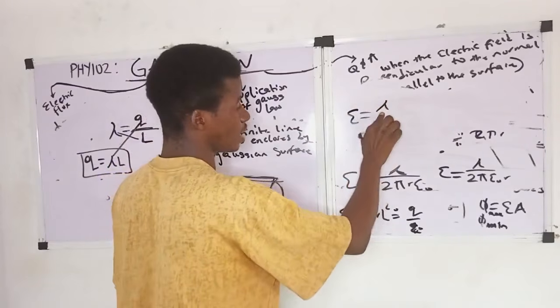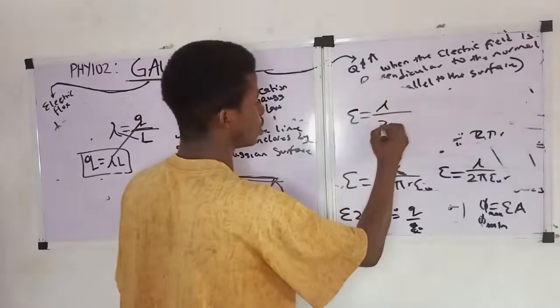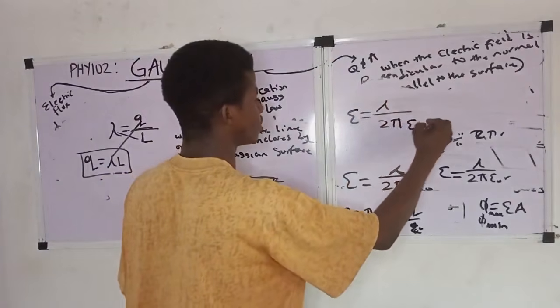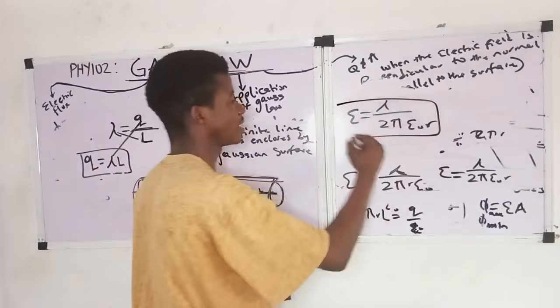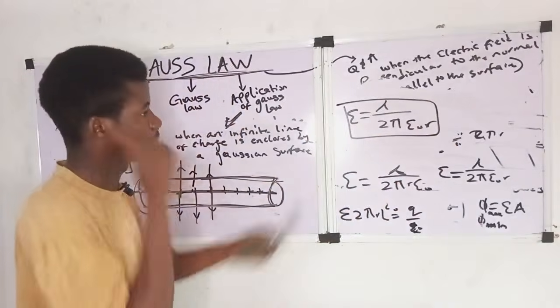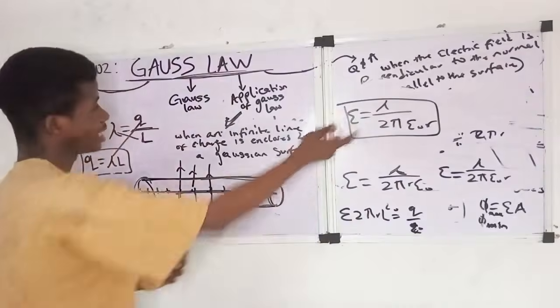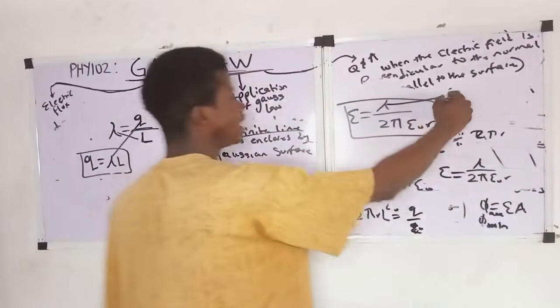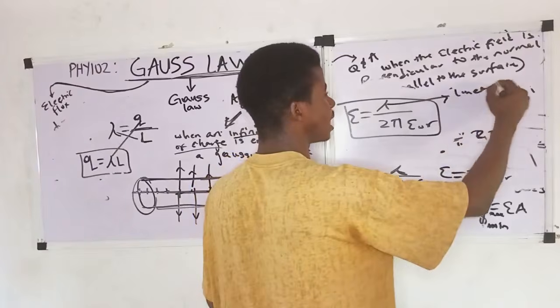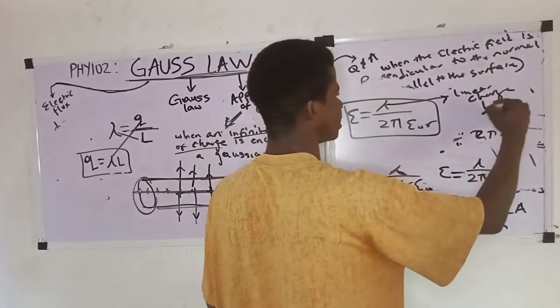Is equal to linear charge density over 2 pi E naught r. Yes, so it's very important. This is the second formula. Take note, that's for an infinite line of charge. This one is what? Linear charge density. Okay, linear charge density.